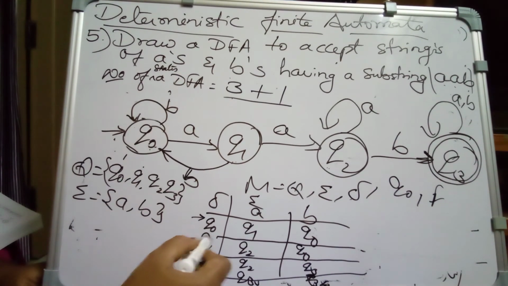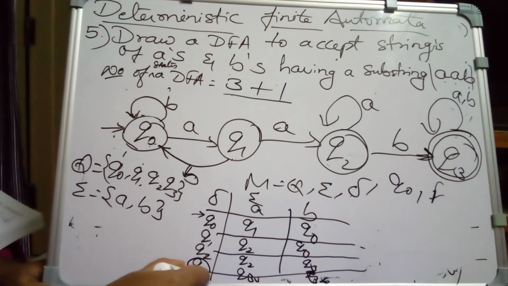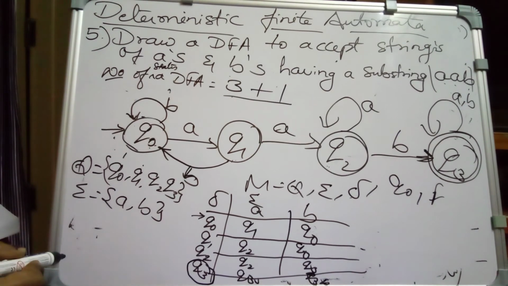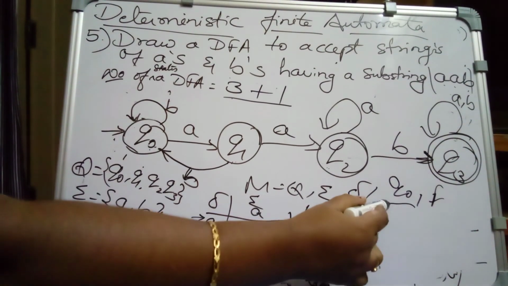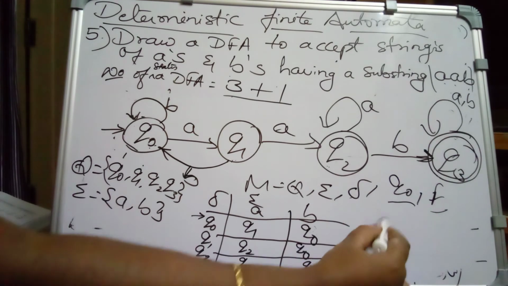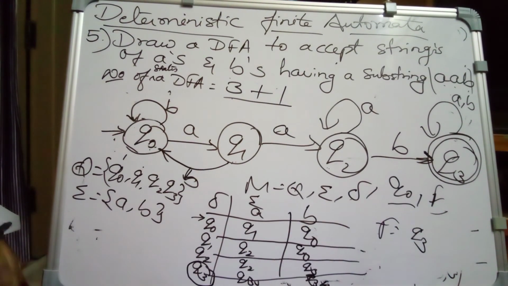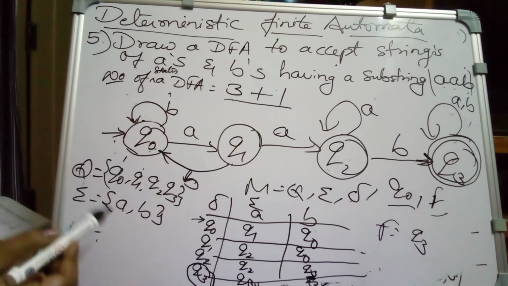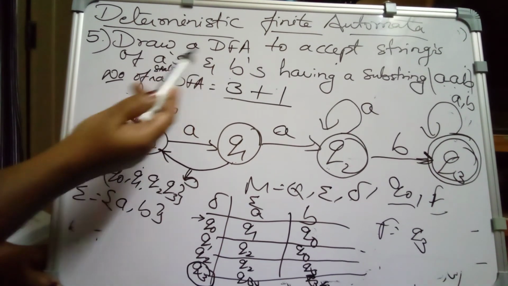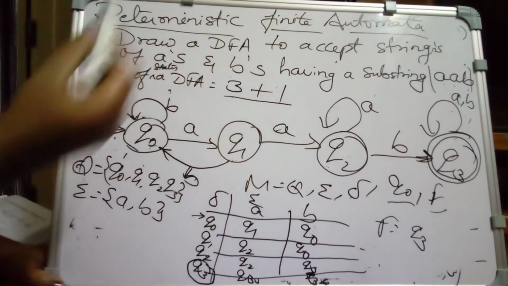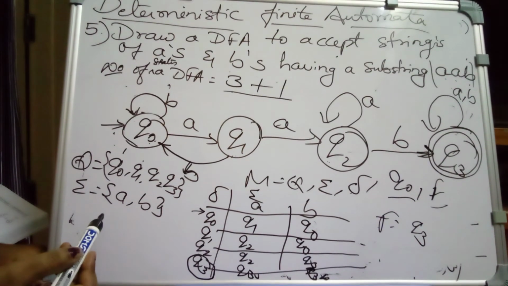Q0 is our starting state and Q3 is our final state. Show that in the transition table. F is equal to the final state, which is Q3. So this is how we design the DFA to accept strings of A's and B's having a substring AAB.